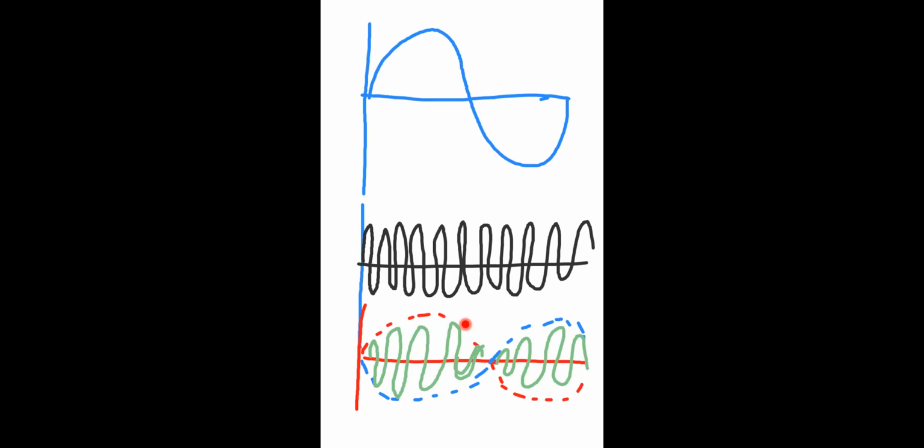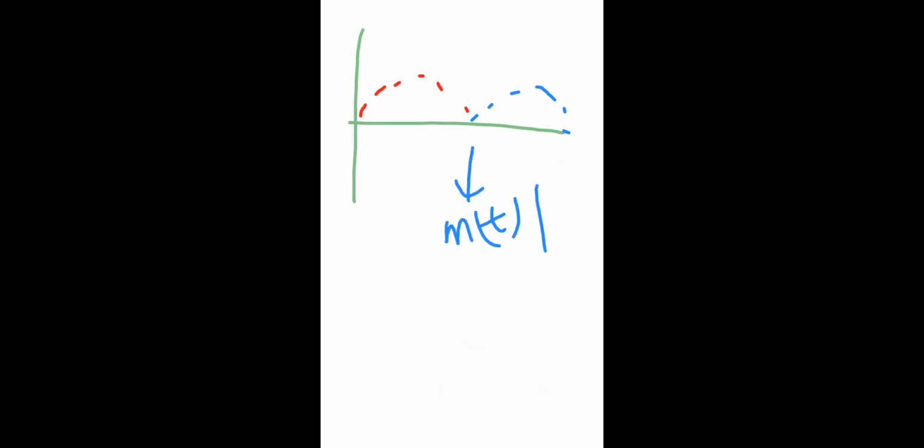If you pass this signal through an envelope detector, the envelope detector will give only this value. Then what is happening in this process? This is not your m of t, this is your mod m of t. This is the answer of the envelope detector, sir. This is the output of the envelope detector.